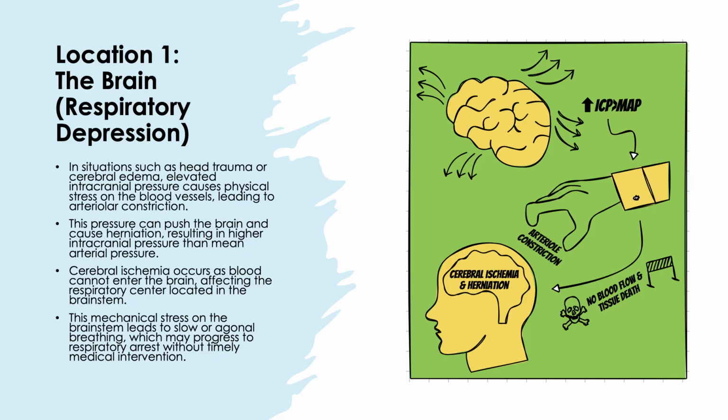Location 1. The brain, respiratory depression. In situations such as head trauma or cerebral edema, elevated intracranial pressure causes physical stress on the blood vessels, leading to arteriolar constriction. This pressure can push the brain and cause herniation, resulting in higher intracranial pressure than mean arterial pressure. Cerebral ischemia occurs as blood cannot enter the brain, affecting the respiratory center located in the brainstem. This mechanical stress on the brainstem leads to slow or agonal breathing, which may progress to respiratory arrest without timely medical intervention.